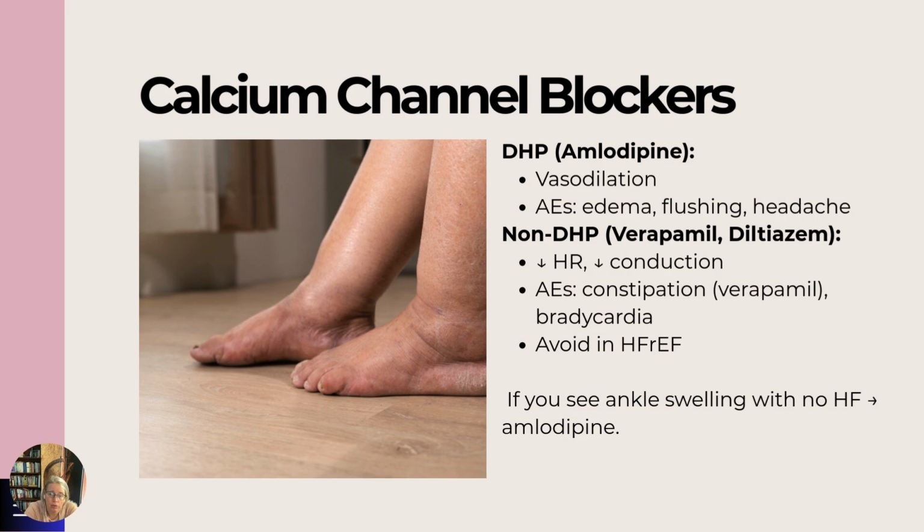Which CCB is used for rate control in AFib with rapid ventricular response? So then you start thinking, okay, which one are we going to be using most often for AFib? Actually, AFib is most often treated with diltiazem, which is the non-DHP. So we have verapamil and diltiazem. Diltiazem would be the number one answer most of the time for AFib.